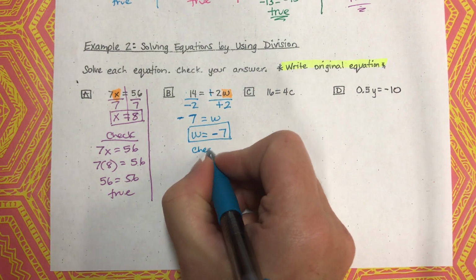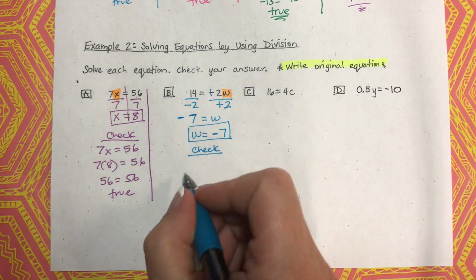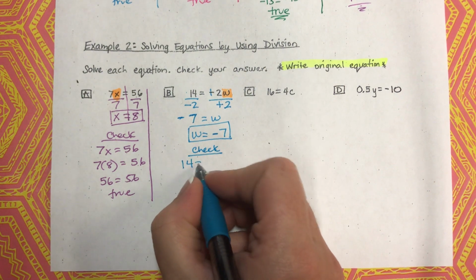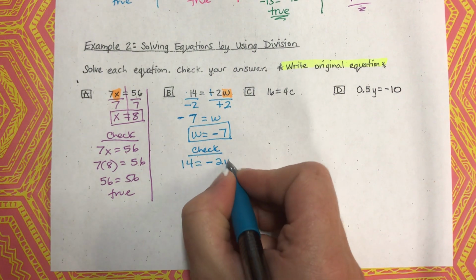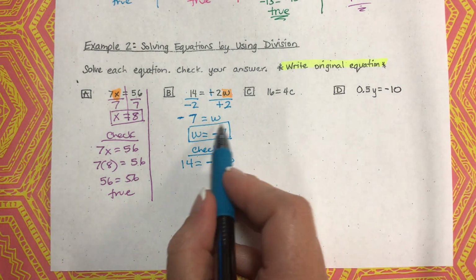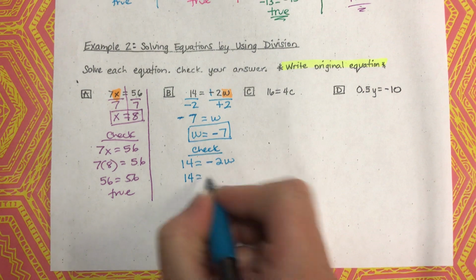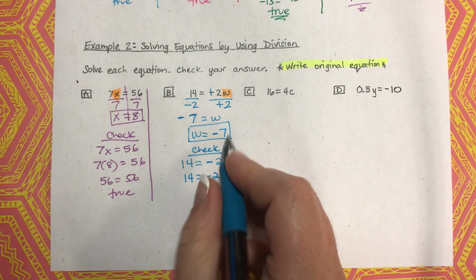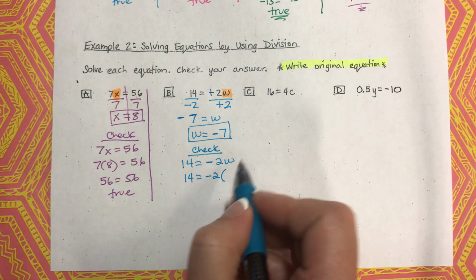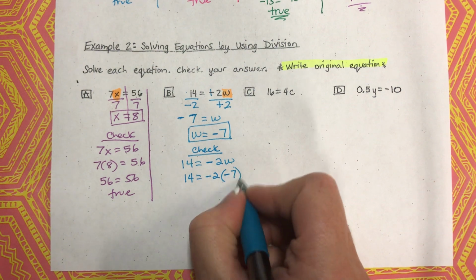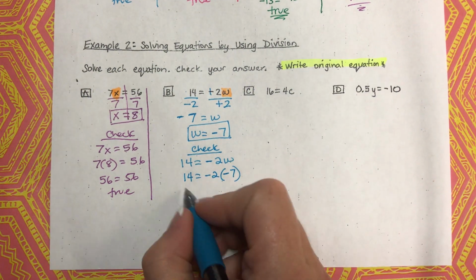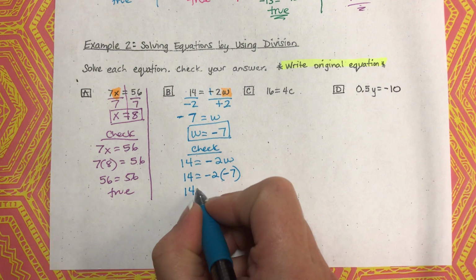But we're going to go ahead and check it. So write that original equation, 14 equals negative 2w. All right, now we're going to substitute negative 7 in for w. And whenever you substitute a negative value in for a variable, you always put it in parentheses like that. Okay, so there's nothing to do here, so I'm just going to rewrite this 14.